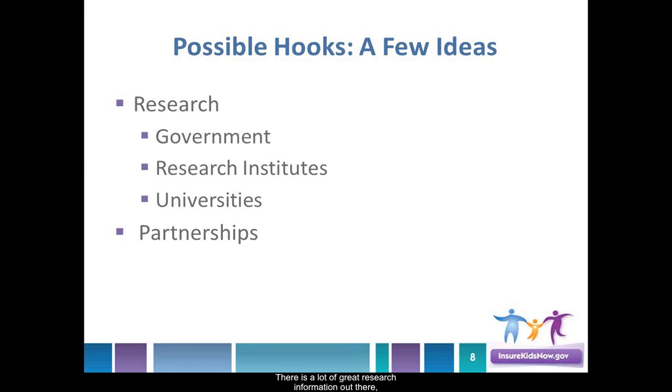There's a lot of great research information out there, and I think particularly when it's new information about the trends in children's health coverage, make that part of your pitch. It really helps to give the reporter something to hang on to.